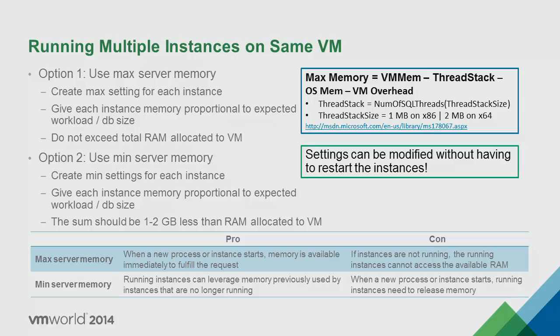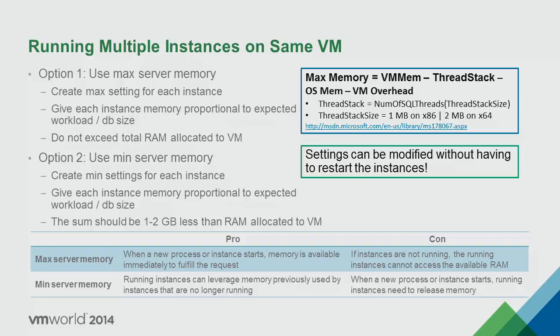So you can use either one of these, and there are pros and cons to both. Now, if you're using max server memory, when a new processor instance starts, that memory is available right away. The downside is if you have 5 instances on the host, for instance, and you shut down 4 of them, the 5th instance can't take advantage of the memory of the other 4 that are shut down because it has a max server memory setting.